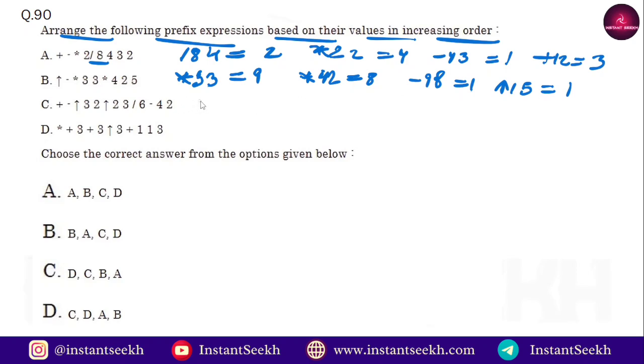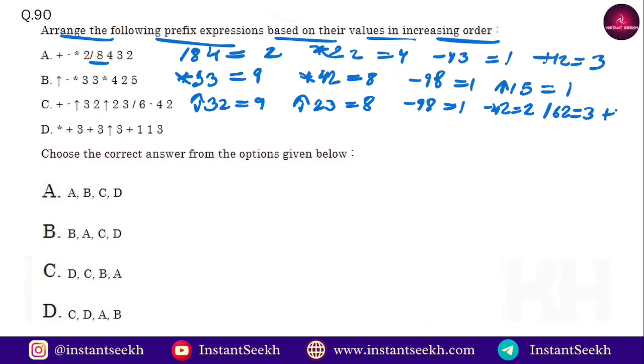Okay, next evaluate the innermost. So first we will evaluate raised to 3 2, that is 3 raised to 2, that is 9. After that again 2 raised to 3, that will give us 8. After that minus 9 8, that will give us 1. After that minus 4 2, that will give us 2. After that divide 6 2, that will give us 3, and at last 1 plus 3, that will give us 4. Okay, so last one.